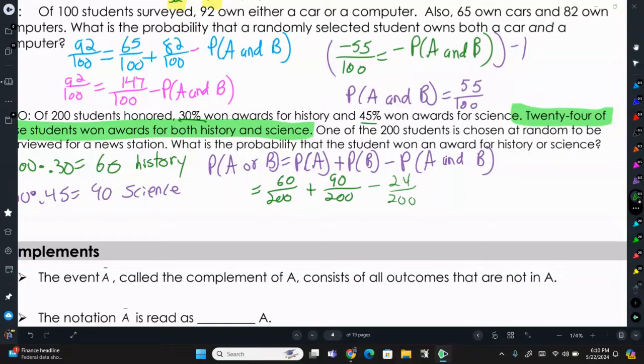So again, because everything has the same denominator, we can just add and subtract. So the probability would be 126 out of 200. Now, it doesn't say to make the probability a percentage or a decimal or anything like that, but you could if you wanted to, and that would be 0.63 or 63%.